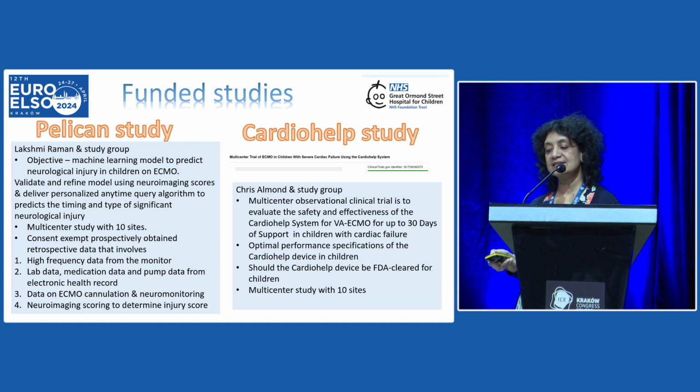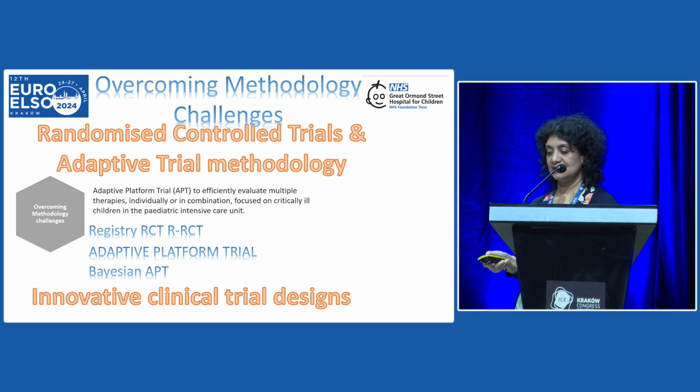One is the Pelican study, looking at machine learning, again multi-center with 10 sites, using retrospective data and neuroimaging scores to deliver personalized algorithms to predict the timing of neuroinjury. And the Cardio Help study, which is again a multi-center study, looking at the safety and effectiveness of Cardio Help for VA ECMO up to 30 days.